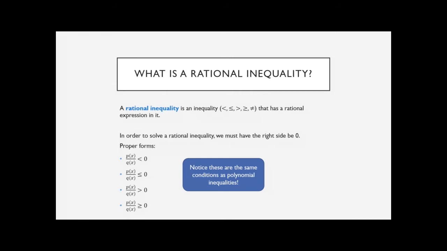And we have 4 forms basically because there's 4 different inequality symbols. And the key is that you've got to have 0 on the right side in order to do the comparisons either by solving or by doing the graphing.